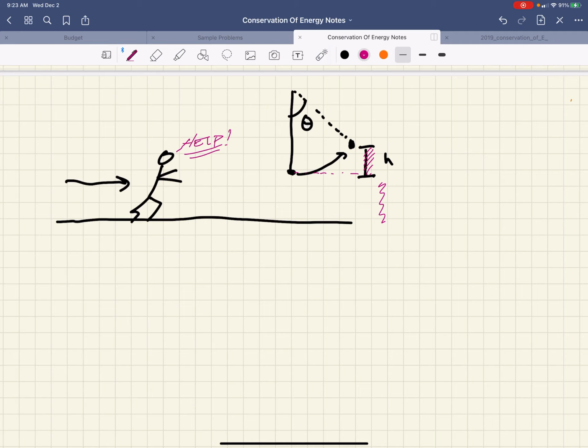But how high do they swing, and at what angle will the rope swing make?